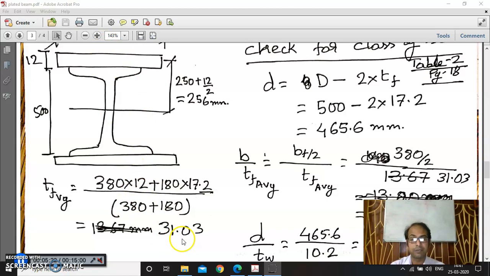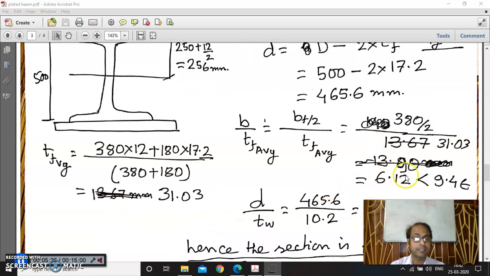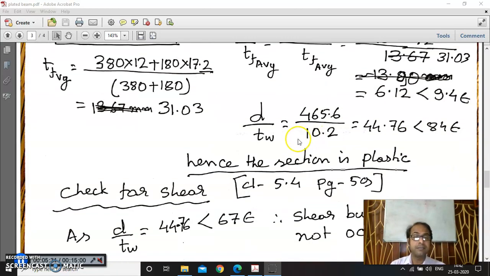We have got it as 31.03, and this ratio was calculated to be 6.12, which is less than 9.4 epsilon, and D by TW is also less than 84 epsilon. So we have concluded it as a plastic section.